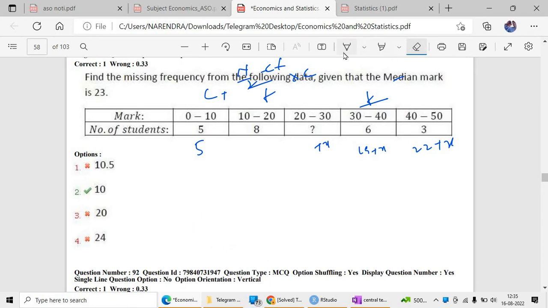Okay. Here 13 plus x, 19 plus x, 22 plus x.